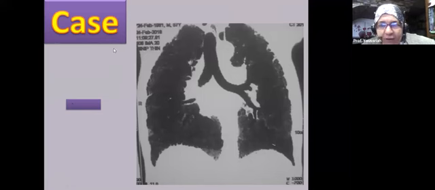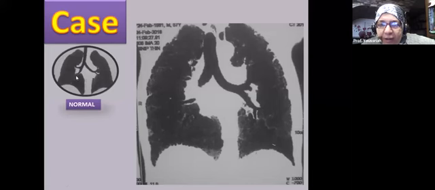Next, what we see more commonly is the acquired dilatation of the trachea. This is a normal on the left side.